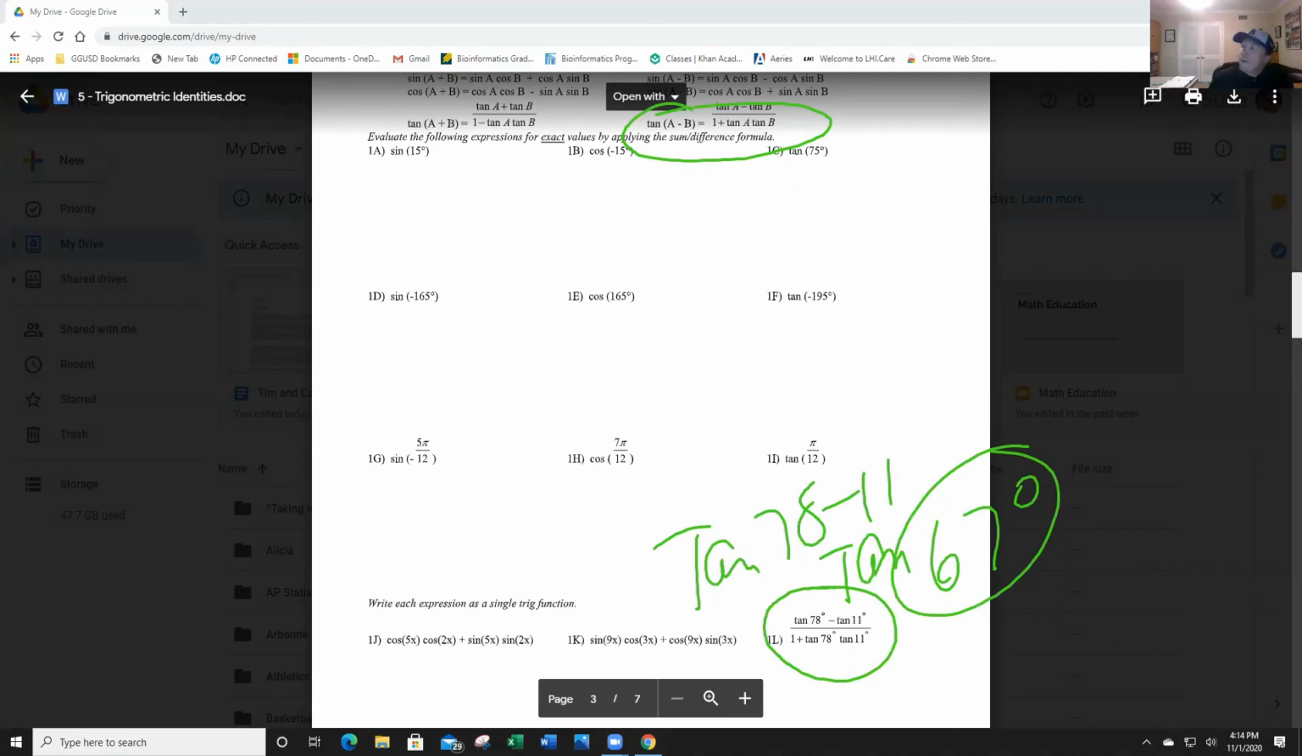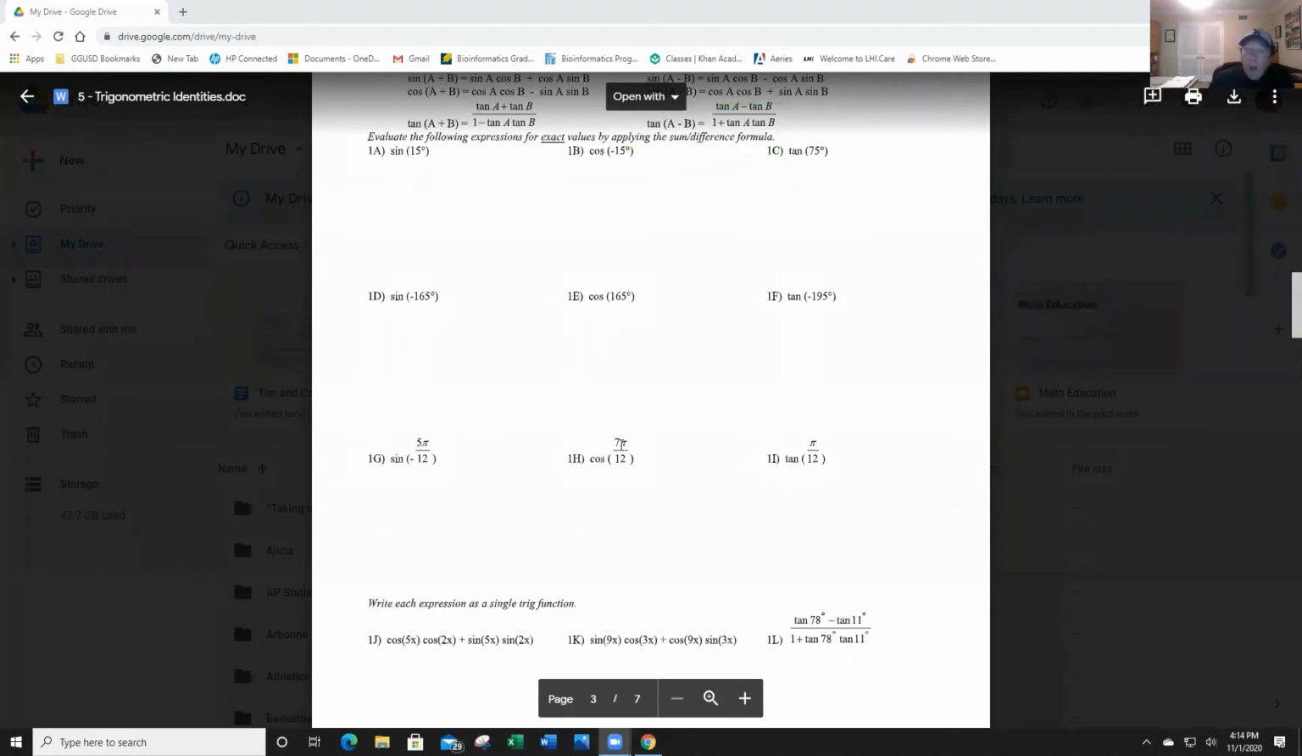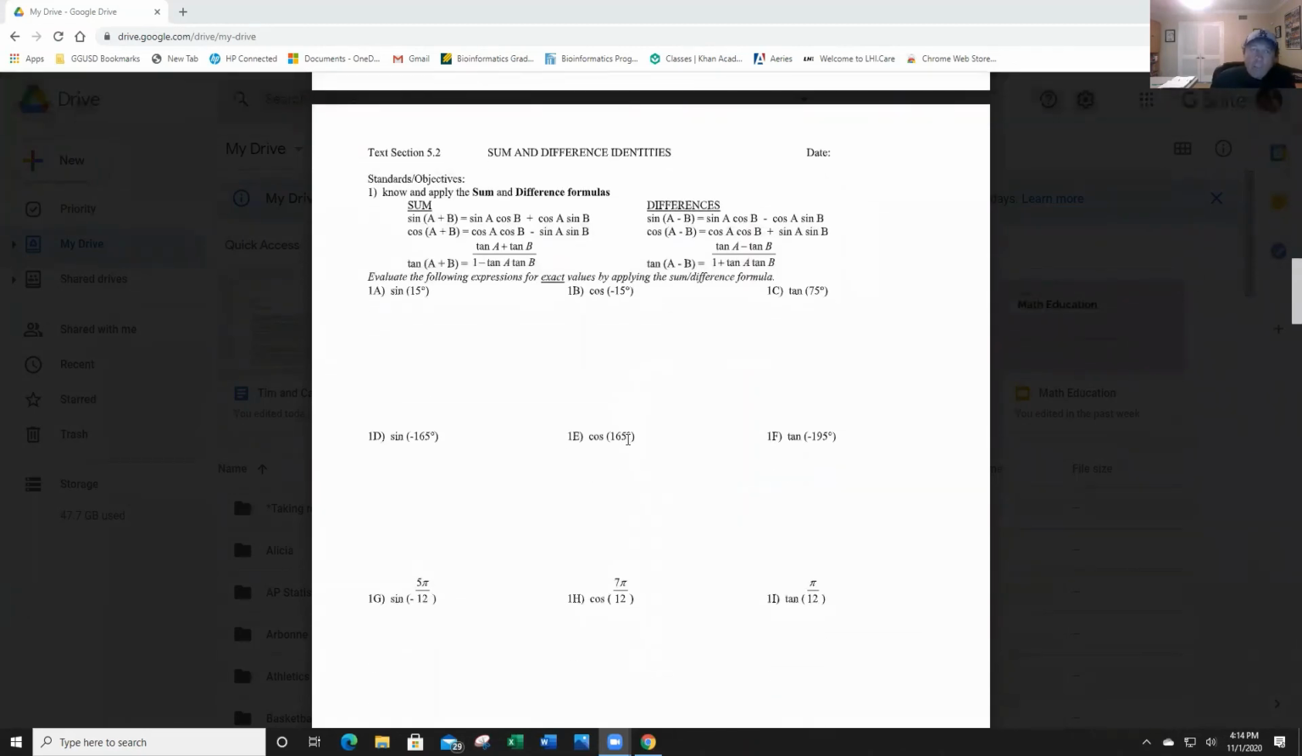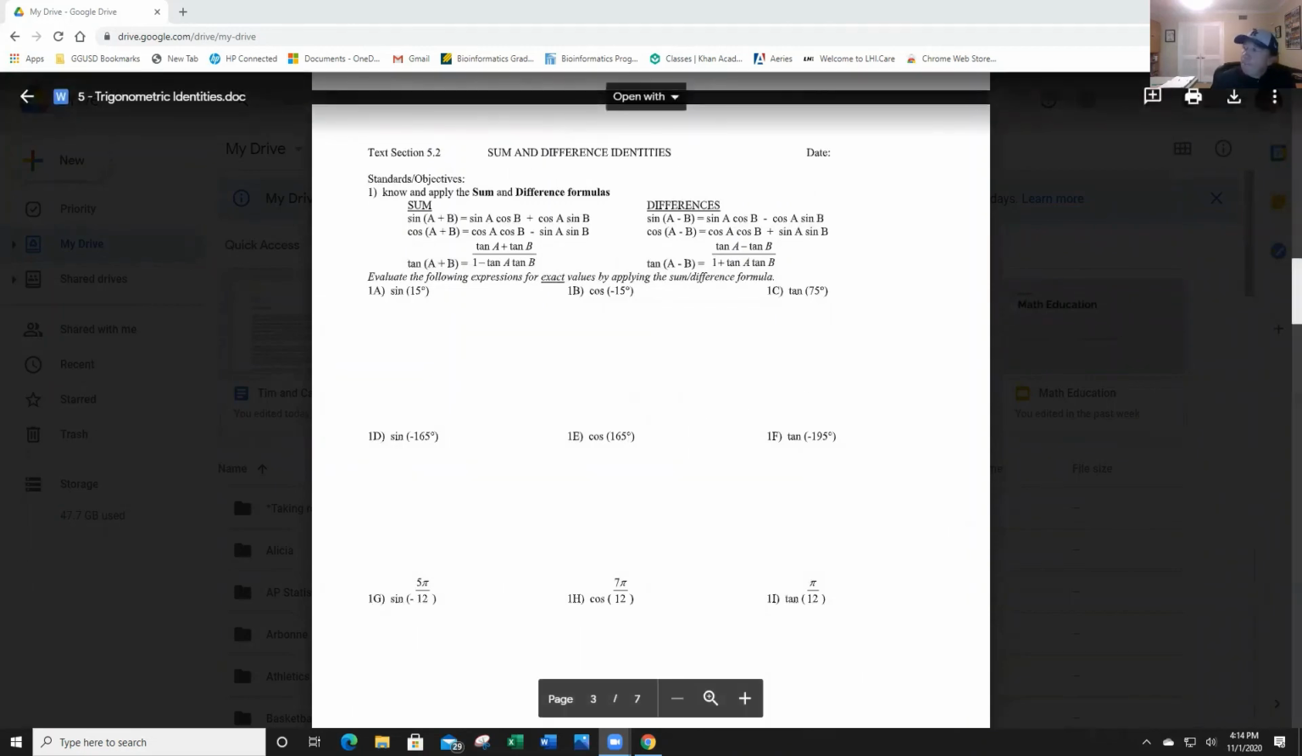All right, that is the end of page 1, just page 1 of section 5.2. And I'm going to stop there. I will do page 2 of 5.2 in the next video. All right, terrific.